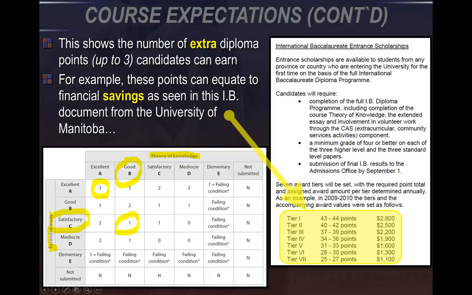Now, in addition to this, this number of points can affect certain universities. So for example, at the U of M, you see here the total number of diploma points puts them into various tiers, which allows them to increase the amount of scholarship amounts that students can receive. So diploma points matter to students, especially those preparing for certain universities.